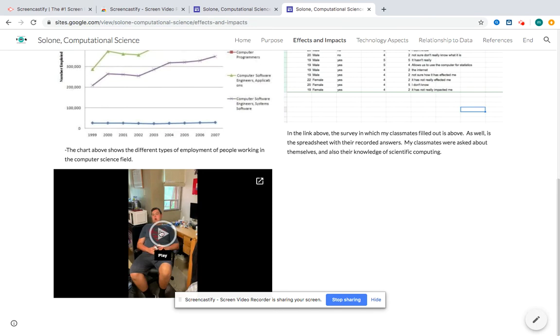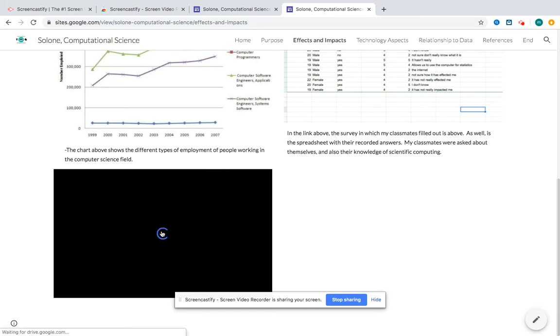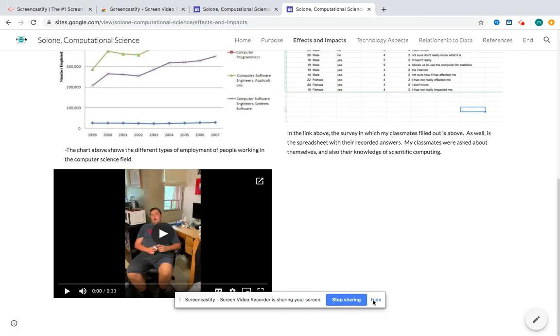And here's my roommate talking about scientific computing and that man on the moon subject. I just read this too.